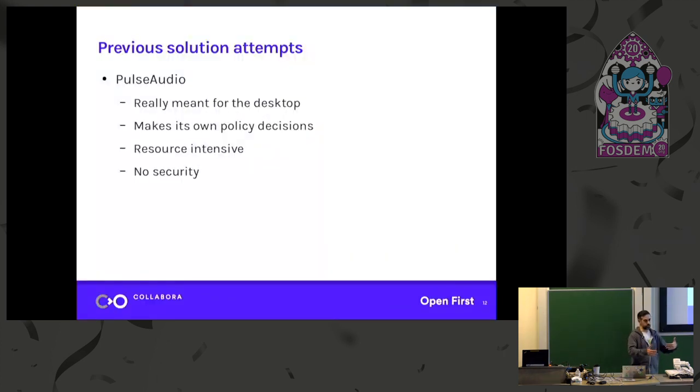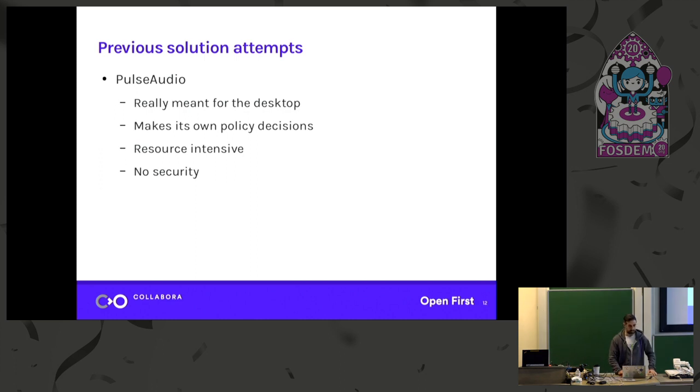So there have been some projects that have tried to address this. Okay, I'm starting with Pulse Audio. Pulse Audio didn't actually ever try to address this use case. It's really meant for the desktop. It makes its own policy decisions, so you can't actually tinker with it unless you build a module, and some people do that. They build a module that tries to circumvent how Pulse Audio is internally routing streams, but it's not very nice. It is fairly resource intensive compared to other multimedia daemons, and it doesn't implement any kind of security, so whichever app connects has control over everything.